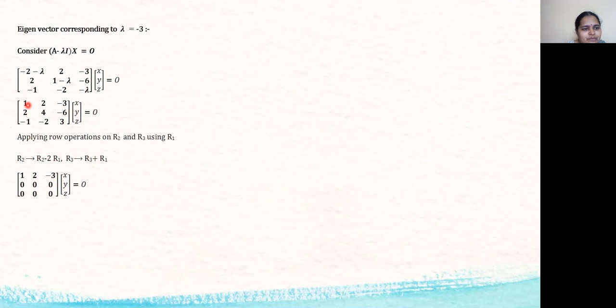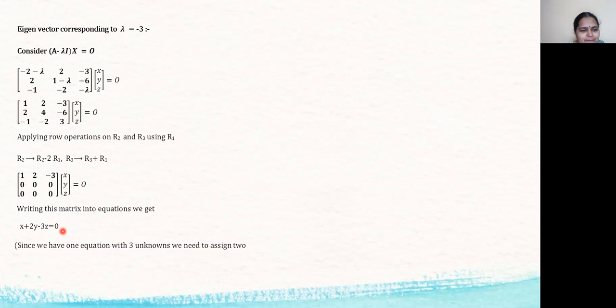Third row, if we add these two: 1 minus 1 is 0, 2 minus 2 is 0, minus 3 plus 3 is 0. So we have only one row now. Now if we write it as an equation, we get 1 into x plus 2 into y, 2y, minus 3 into z, minus 3z, equal to 0. Now we have only one equation but three unknowns to find.